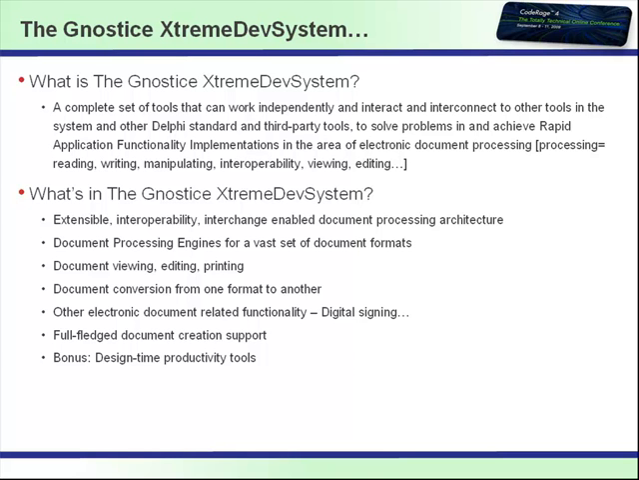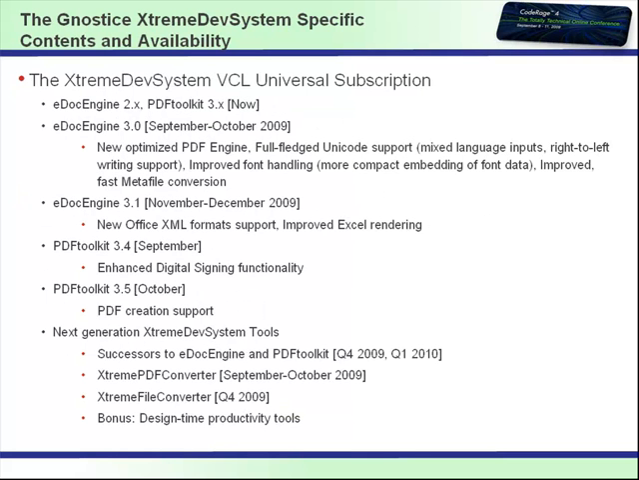So what you get is all the document processors, viewers, editors, printing components for the different documents, and conversion tools, and other capabilities like digital signing, and some other new tools as well, design time productivity tools as well.